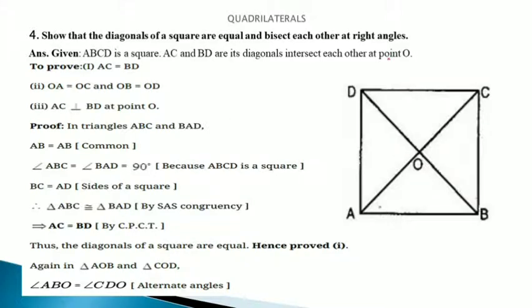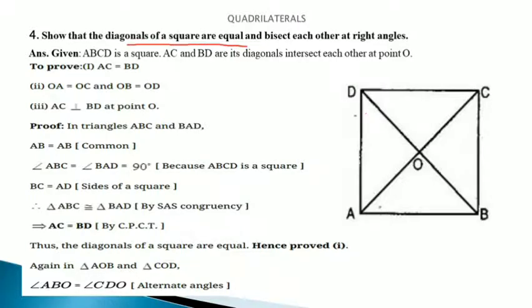So to prove that this figure is a square, we have to show this, that diagonals of a square are equal, bisect each other at right angles. This we have to show, and we are being given that all the four sides are equal. So using this property, let me show that diagonals are equal and bisect each other at right angles. ये हमें show करना है.